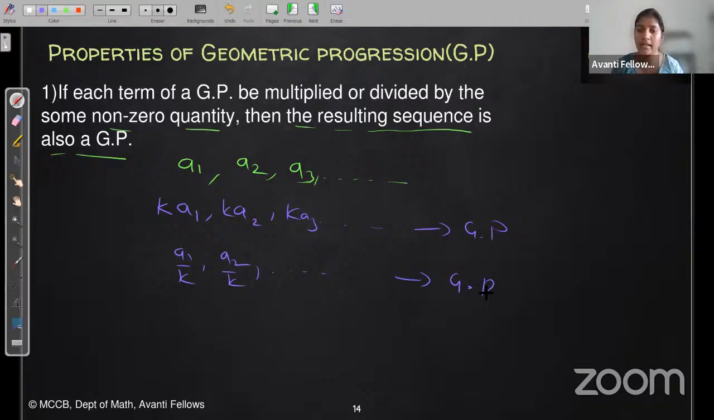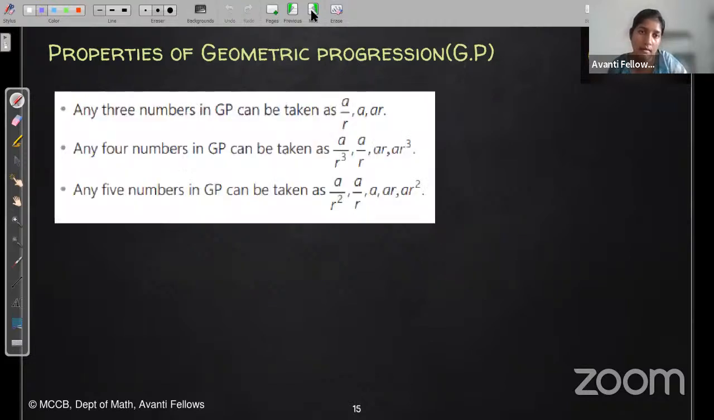Is it clear to you all? Any doubt in this property? So next, in an example, if they ask us to consider 3 consecutive terms of GP, or 4 consecutive terms of GP, what do we have to take? We consider 3 terms of GP as A by R, A and AR. If they ask us to consider 4 terms of GP, then we consider A by R cube, A by R, AR and AR cube. Similarly, if they ask us to consider 5 terms, then we consider this.